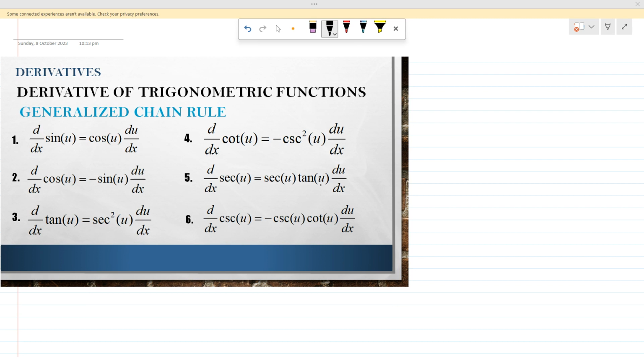Okay, so our topic for today would be the derivative of the trigonometric function. So this would be included in your midterm examination po natin by next week.